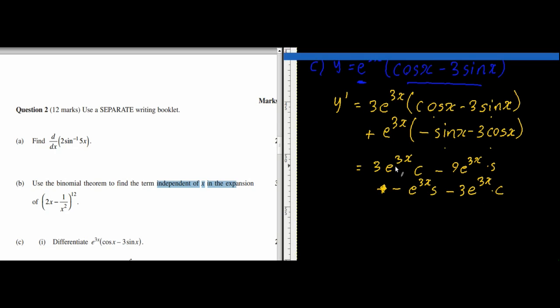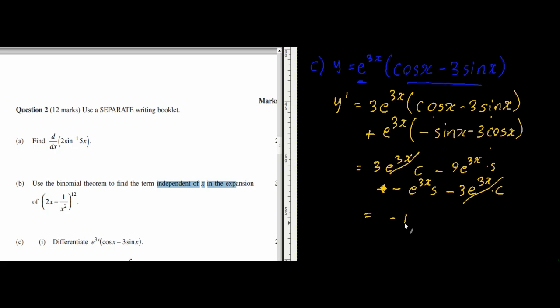Alright, now if you look at these two, that term and that term should cancel out. I will end up with minus 10e to the 3x sin x. So the last one, don't write s, make sure you write sin x. Okay, so there we go.